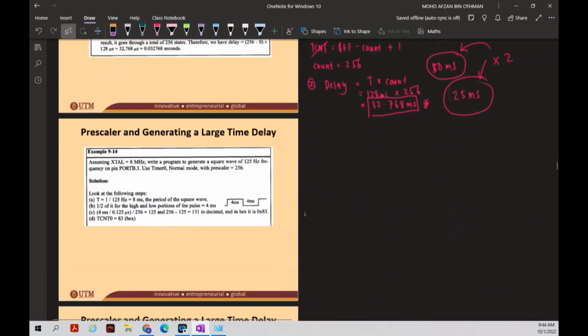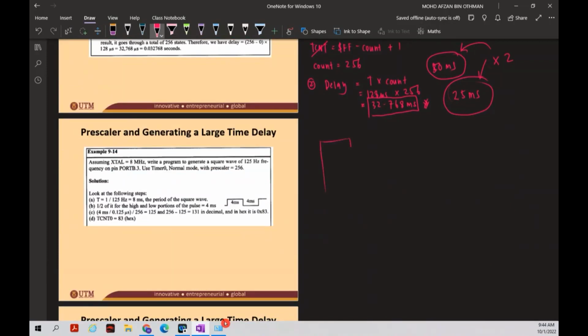Okay, so let's look at another example. Assuming that the external frequency is 8 megahertz, write a program to generate a square wave of 125 hertz frequency on a pin of port B using timer 0 normal mode with a prescale of 256. So how to do it?